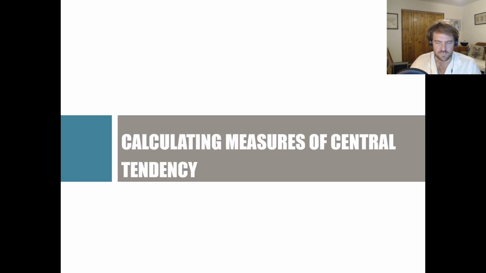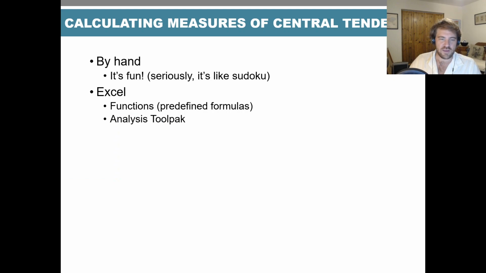So, how are we going to calculate these measures of central tendency now that you know more than you ever wanted to know about the history of central tendency? Well, you can do it by hand, which I think is fun. But again, I also think the history of math is fun. So your results might vary on that one. But I feel like it's kind of like Sudoku, doing all this stuff by hand.